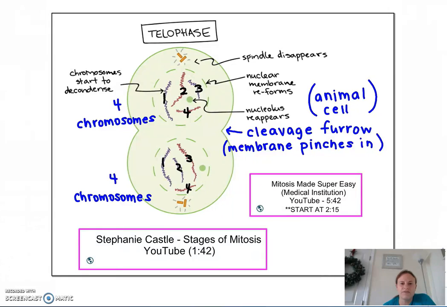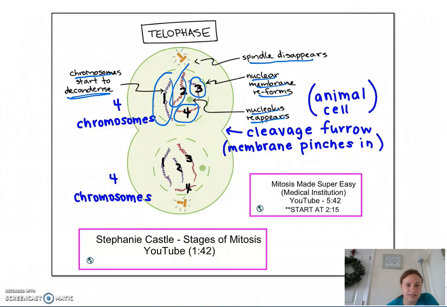Lastly, we've got telophase. In telophase, the spindle disappears, the nuclear membrane reforms, the nucleolus reappears, and those chromosomes start to decondense. In other words, they start to uncoil. But do you see that we have 1, 2, 3, 4 chromosomes in this top cell, and we've also got 1, 2, 3, 4 chromosomes in this bottom cell. This is an animal cell. So you're going to see something called a cleavage furrow, where the membrane pinches in.